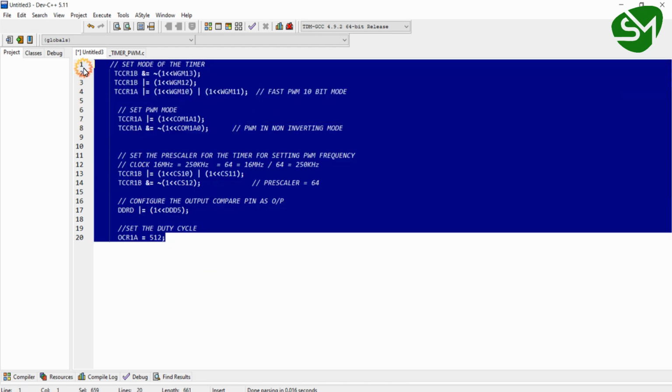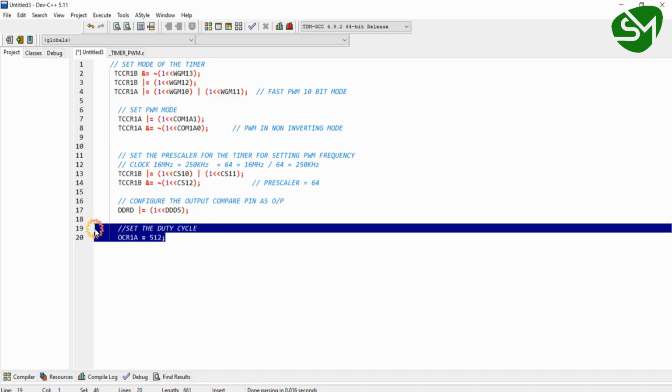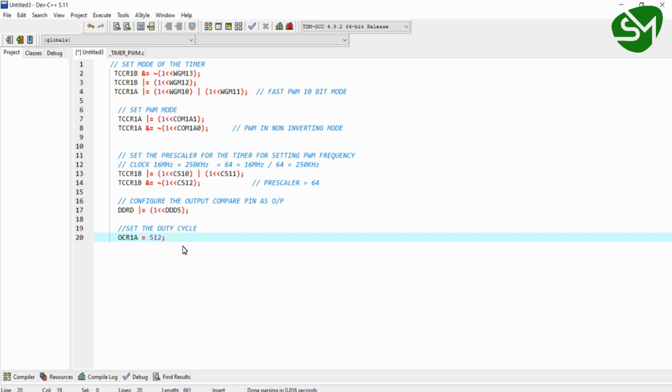That's all about the configuration. We have configured our timer 1 module for generating PWM of 250 kilohertz with a duty cycle of 50%. Let's implement this and program our microcontroller for generating PWM waves in the next lecture.